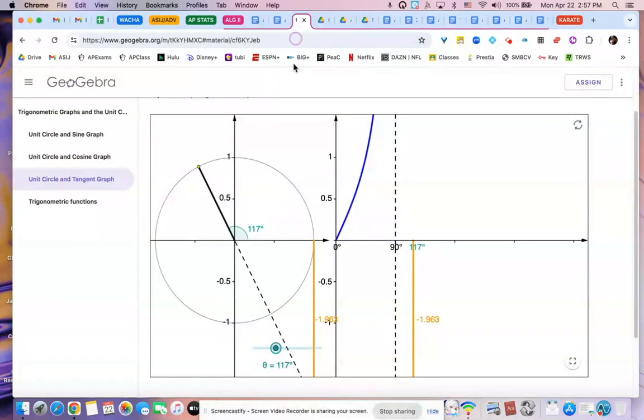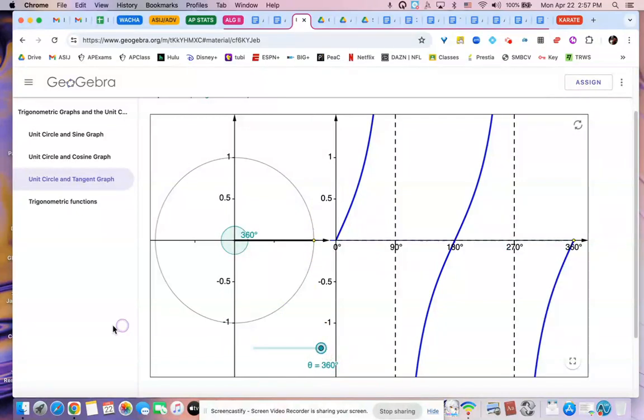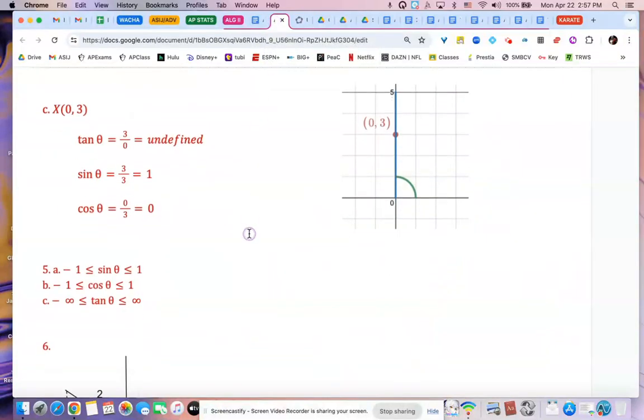Ooh, that's really weird, Waka. Yeah, let me go all the way to the end so you can see what this looks like. So this is what a tangent function looks like over here. We'll get to that. We're going to play around with that more.